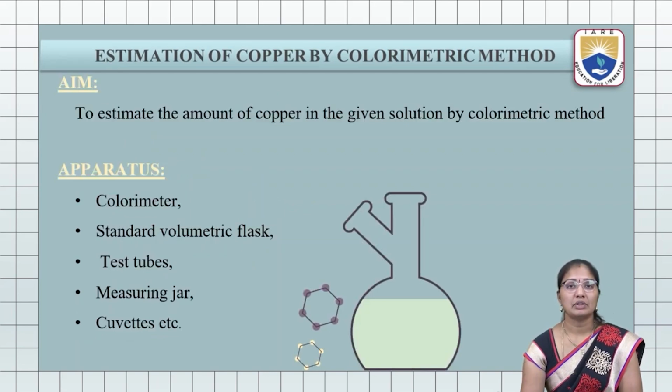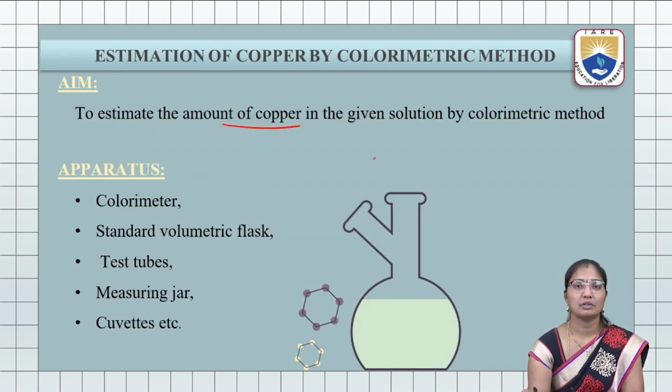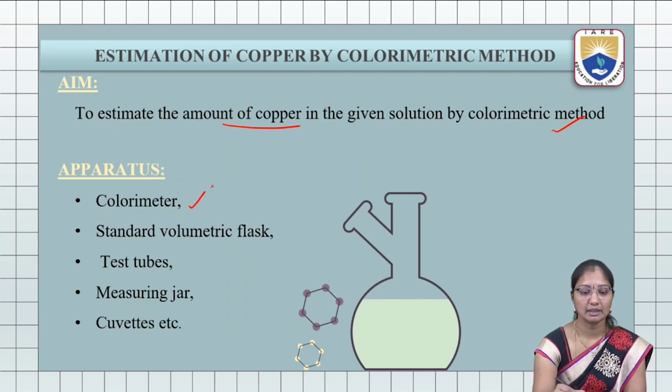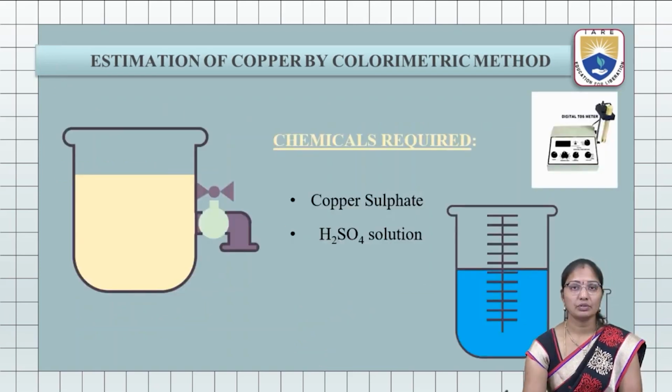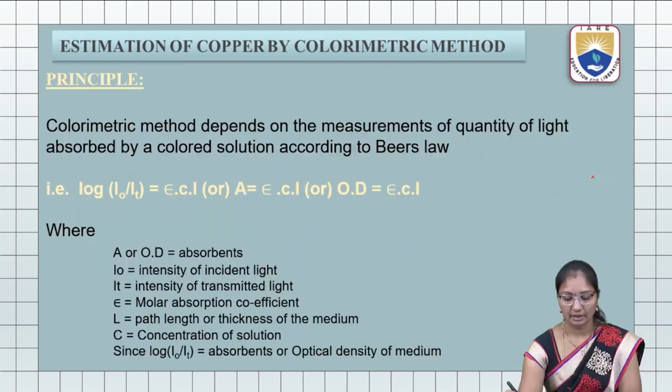So our aim is to estimate the amount of copper in the given solution using colorimetry. The apparatus required to carry out this experiment are a colorimeter, standard flask, test tubes, measuring jar and cuvettes. The chemicals required in this experiment are copper sulfate and sulfuric acid. And this is the colorimeter, a digital colorimeter.